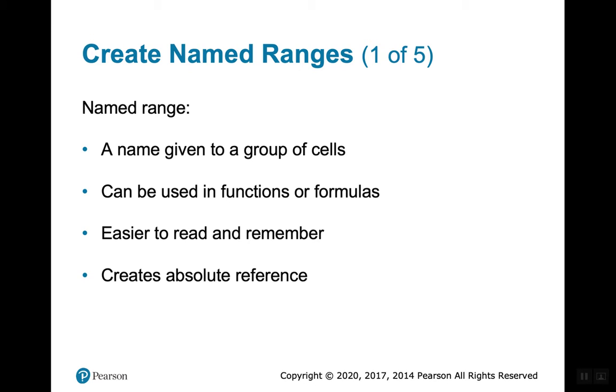Another concept we have in Excel is what we call the named range. A named range is really just a name we can assign to a group of cells, and then we can reference that name in a function or a formula.